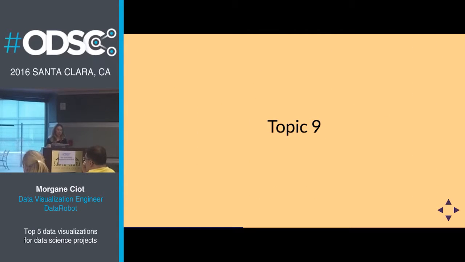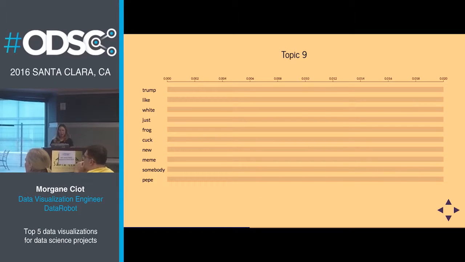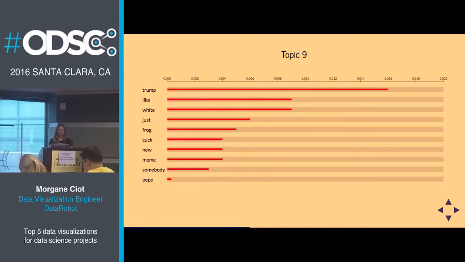But we're going to specifically look at one, topic 9. Yeah, topic 9, that sounds so dystopian, like Area 51, topic 9. Okay, but a topic can be represented by a set of words and a distribution of words. So these are the top 10 words that describe topic 9 and their corresponding probabilities. So they contain Trump, like, white, just, frog, other words. I call this one the alt-right meme, or topic, the alt-right topic.